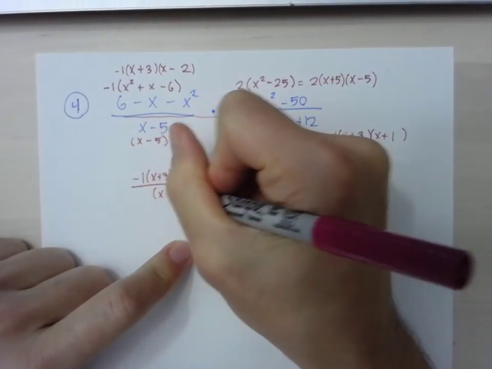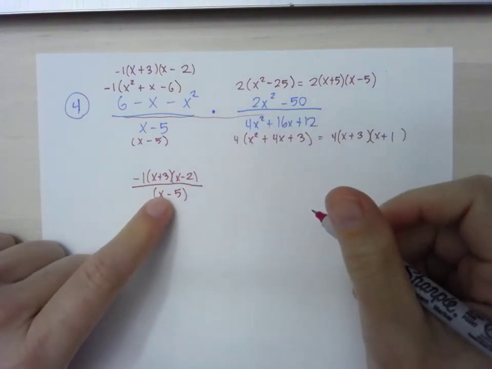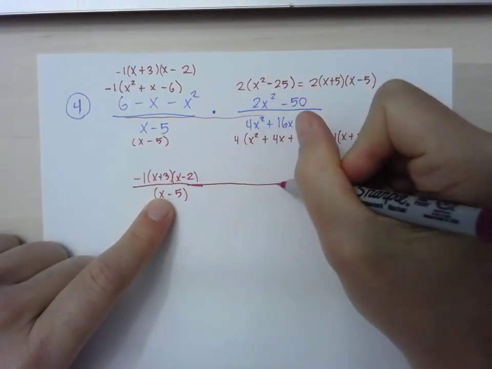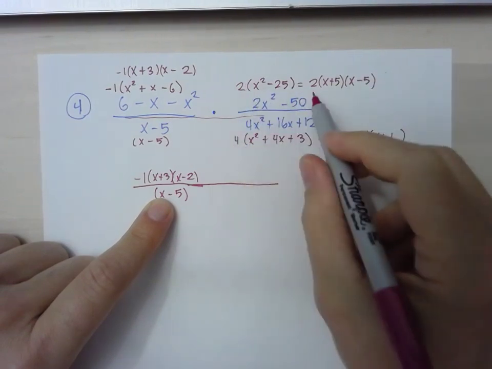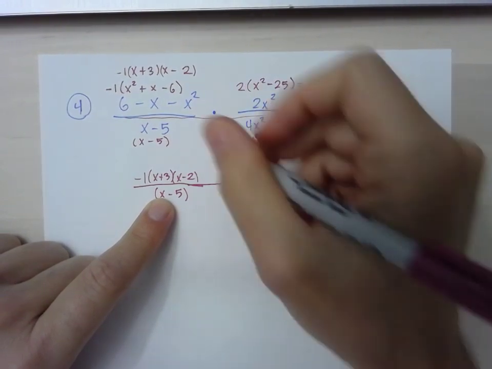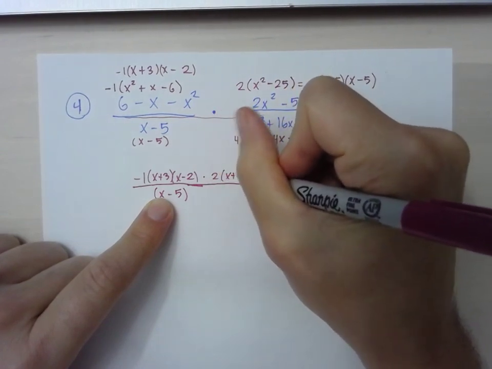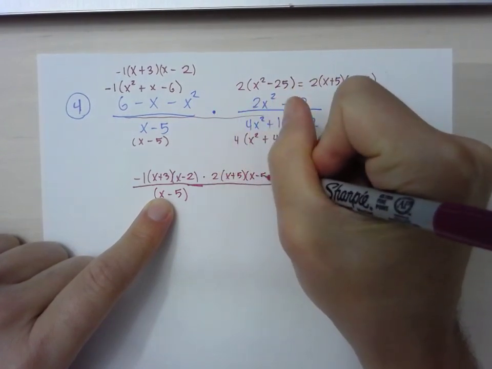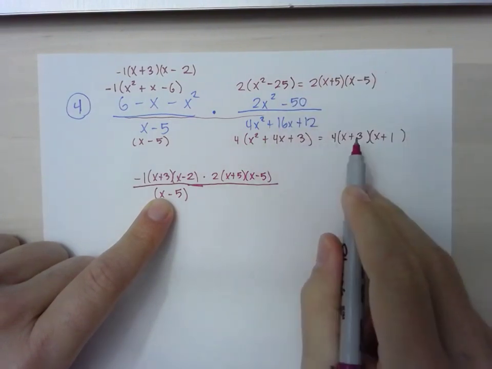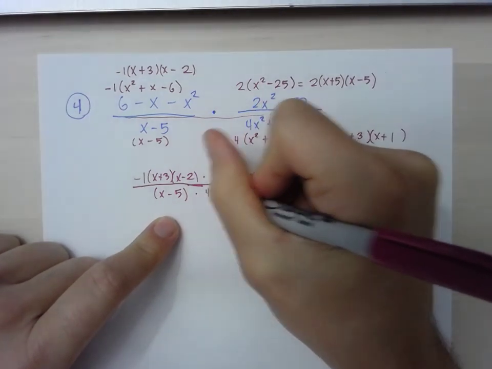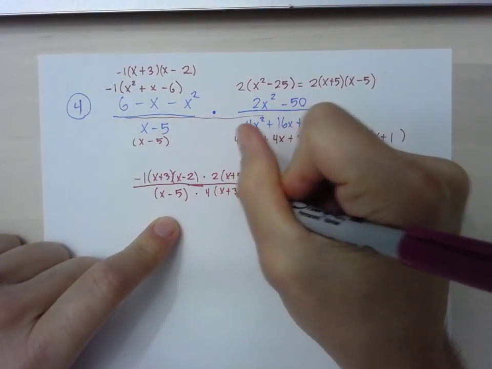X minus 5, the bottom left is going to stay x minus 5. And I'm just going to write this as one fraction. So this is going to be 2 times x plus 5, x minus 5. So I'm just going to say times. And this bottom right one will be 4 times x plus 3, x plus 1. So again, times 4, x plus 3, x plus 1.